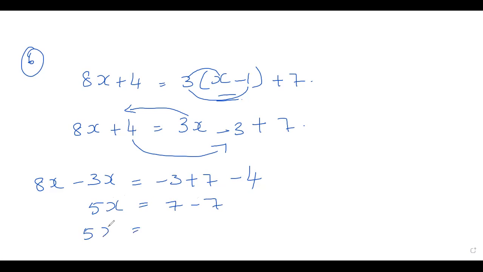So 5x is equal to, we are getting 0. So 0 by 5, that is 0. The value of x is 0 by any number is 0 itself. So we are getting the value 0. Okay, I'm going to substitute in the equation, children. Verify.